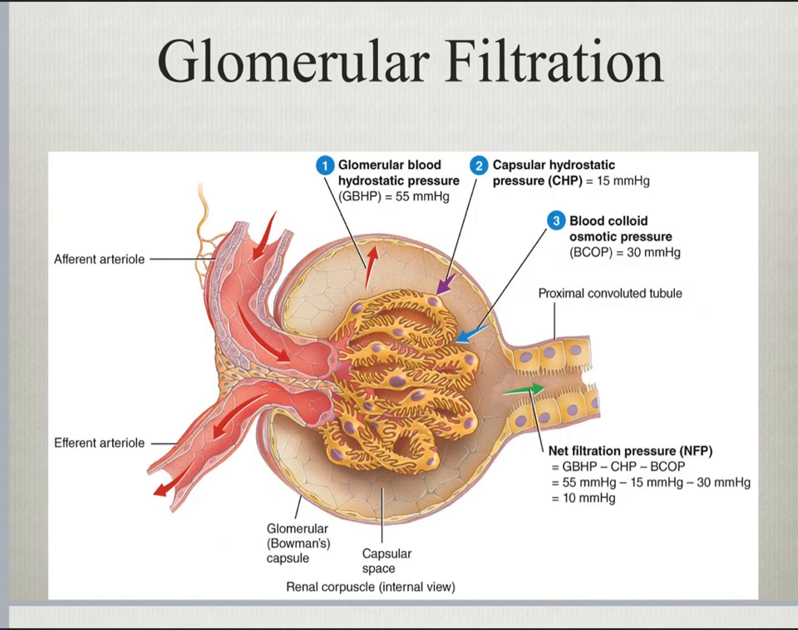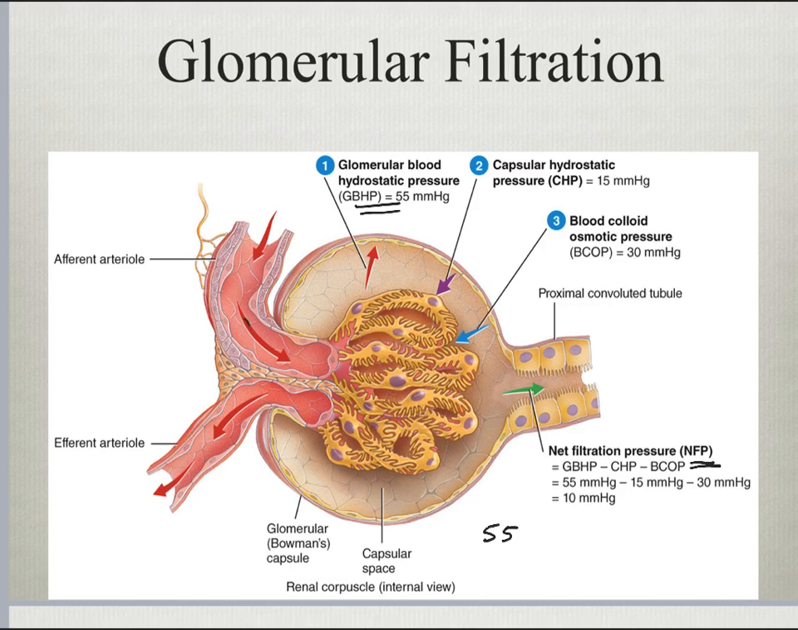We can put GFR to a number and to a calculation. Like what we saw in the capillaries where we talked about net filtration pressure, we're going to do the same thing here. So we deal with NFP, net filtration pressure, and we're going to take all the components of the system. We're going to deal with blood coming in. We're going to call this glomerular blood hydrostatic pressure. So number 1, glomerular blood hydrostatic pressure. We're going to put that at 55 millimeters of mercury.